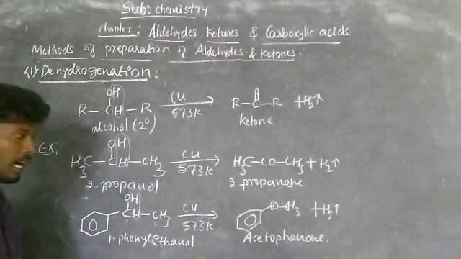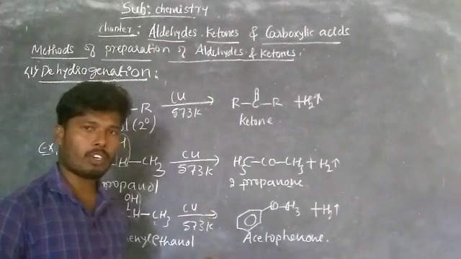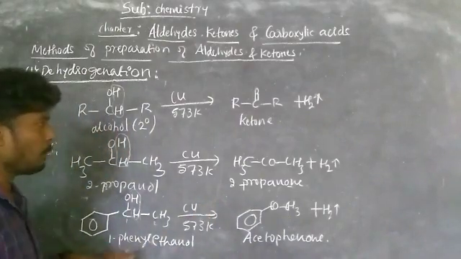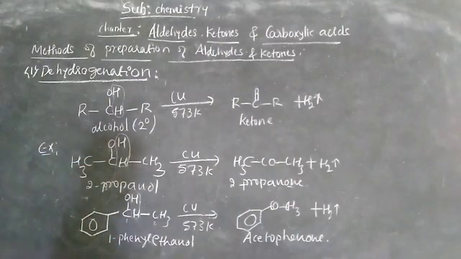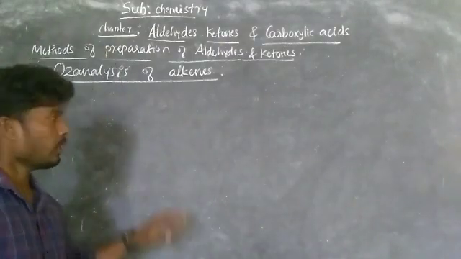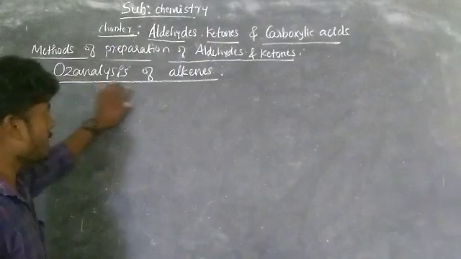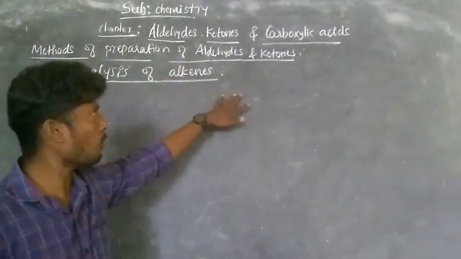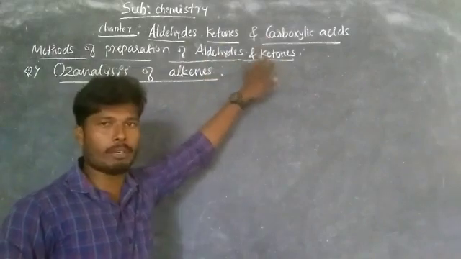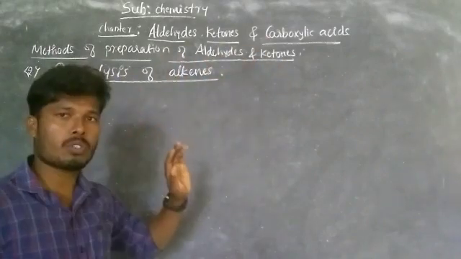Acetophenone, or methyl phenyl ketone, is the common name. Okay, this is the method to prepare ketones from alcohols only. Now take the second method. The second method is ozonolysis of alkenes. It means from alkenes we are going to prepare aldehydes and ketones by the process of ozonolysis.